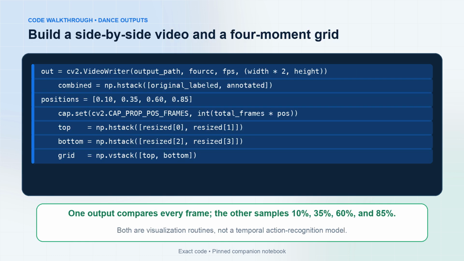The notebook also shows off two really cool visualization variations. First is a dance side-by-side writer. Here, the output file is explicitly initialized at double the source width, so it can map the original and annotated frames side by side. The second is a progression grid for a file called dance2. The code grabs keyframes at exactly 10, 35, 60, and 85% of the video duration, scales them, and uses NumPy hstack and vstack arrays to build a 2x2 grid, visualizing the choreography over time.